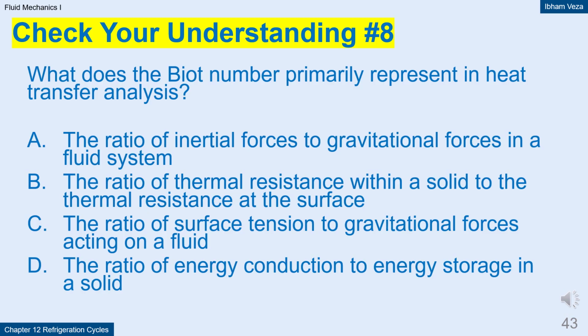B. The ratio of thermal resistance within a solid to the thermal resistance at the surface. Explanation. A is incorrect because this describes the Froude number, not the Biot number. C is incorrect because this represents the bond number, which compares surface tension and gravitational forces. D is incorrect because the ratio of energy conduction to storage is represented by the Fourier number, not the Biot number.